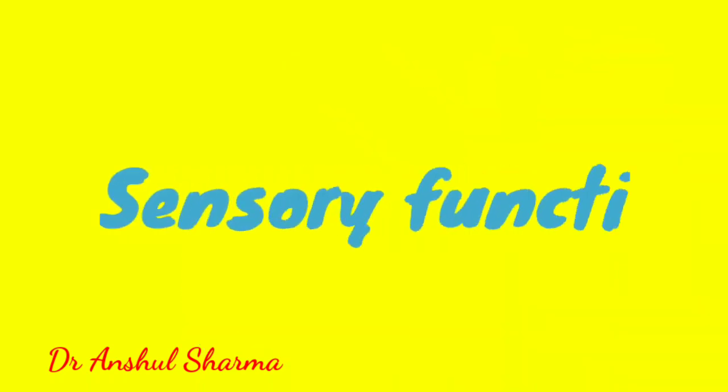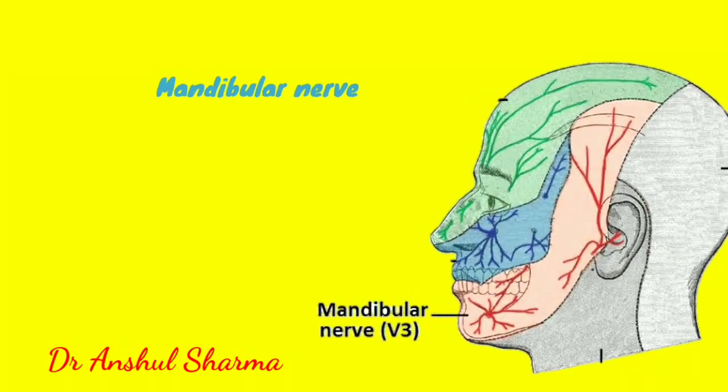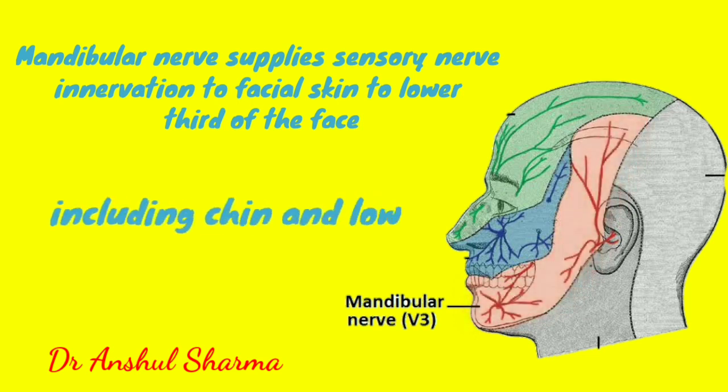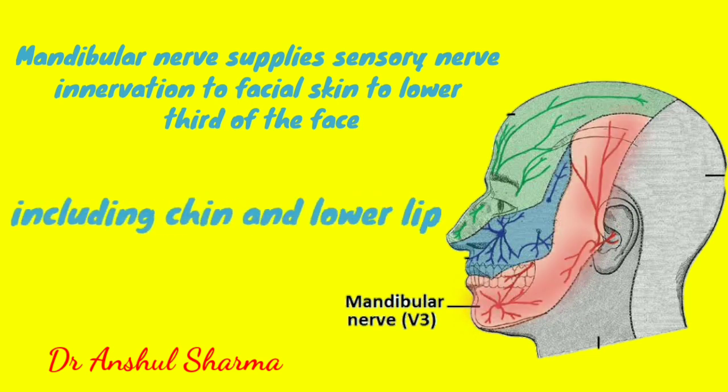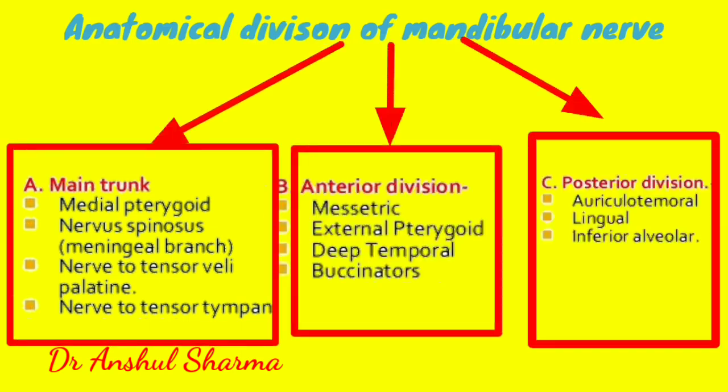Now let us understand the sensory functions of the mandibular nerve. The sensory fibers associated with the mandibular branch of the fifth cranial nerve provide innervation to the facial skin in the lower third of the face, including the chin and the lower lip, the inferior row of teeth and gingiva, and the anterior two-thirds of the tongue. The mandibular nerve, after exiting from the foramen ovale, divides anatomically into three parts: the main trunk, anterior division and posterior division.